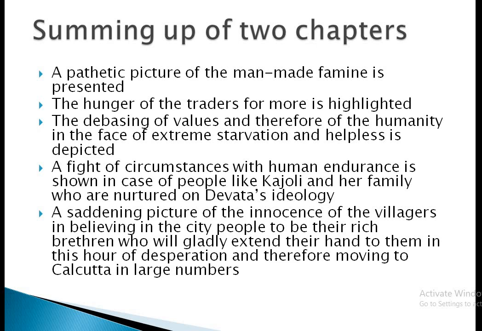Eventually, we see in these couple of chapters a saddening picture of the innocence of the villagers who believe that the city people are their rich brethren, who will be gladly extending their hand to them in this hour of desperation. And therefore they are all moving to Calcutta in large numbers. They feel that because these farmers have been growing food for their rich brethren of the city.